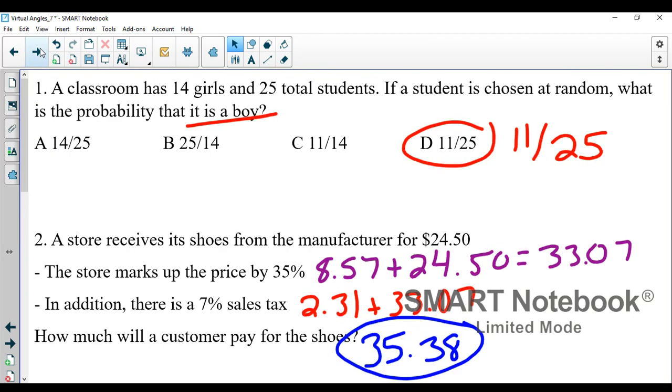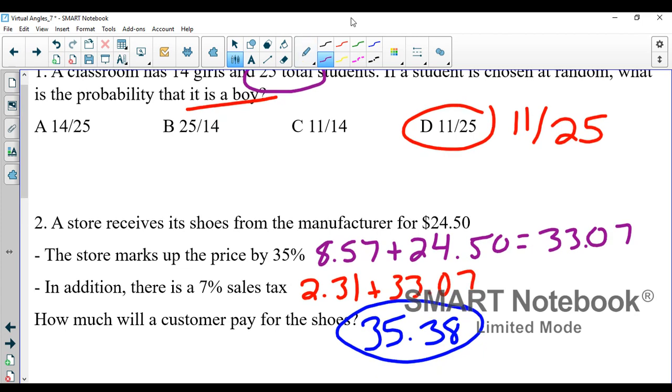Okay, number one, a classroom has 24 girls and 14 girls and 25 total students. If a student is chosen at random, what is the probability that it's a boy? Well, we know from the problem that there's a total of 25 students and 14 of them are girls, which means 11 of them have to be boys because 14 and 11 give us 25. So the probability of a boy's name being chosen is D, 11 out of 25.